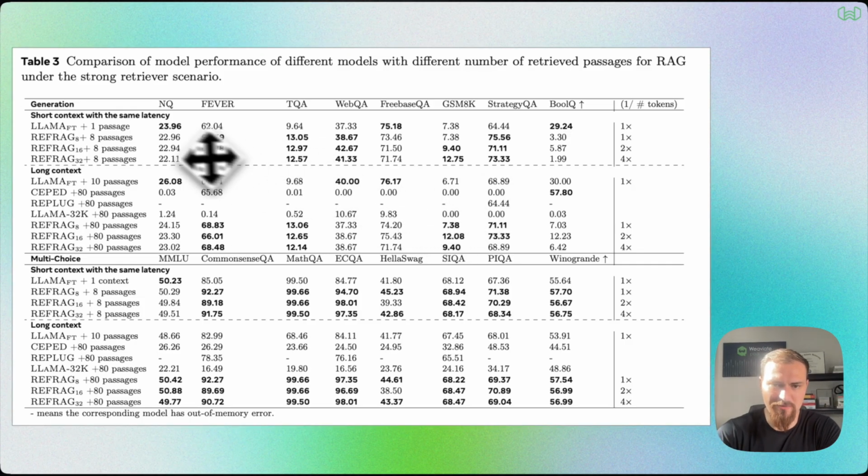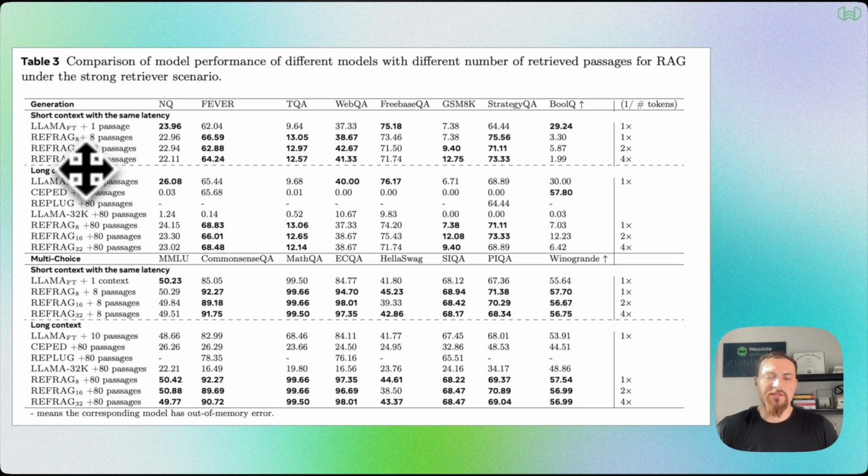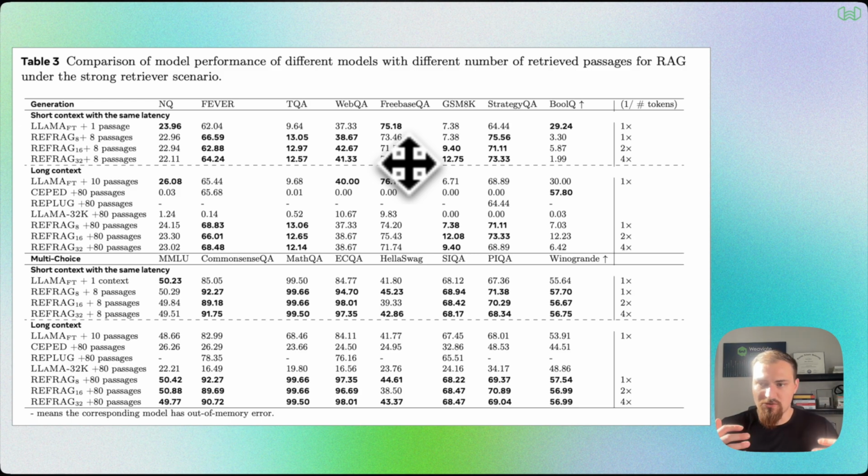But because REFRAG is able to compress the passages, with REFRAG 8 and 8 context passages, you're seeing the same amount of tokens processed as Llama fine-tuned with 1 passage. And when you increase REFRAG to 32, because you have 32 tokens in the compressed vector, you're overall compressing the input much more. If you have 8 tokens per vector, then you have 4 chunk vectors compared to 32, making it 1 chunk vector. So you then have 4 times fewer tokens, so it's going to be 4 times faster. That means REFRAG 32 with 8 passages, which you see is retaining the performance on these question answering tasks, is going to be 4 times faster than Llama fine-tuned with just 1 passage.